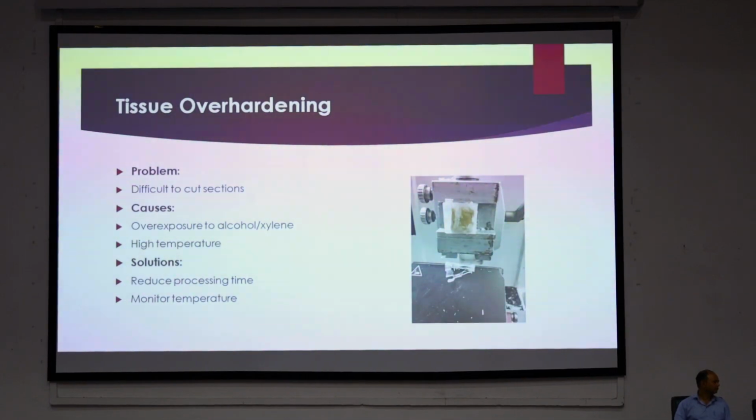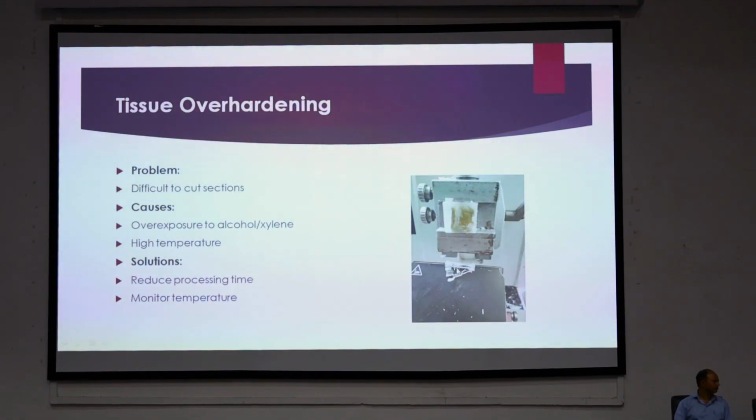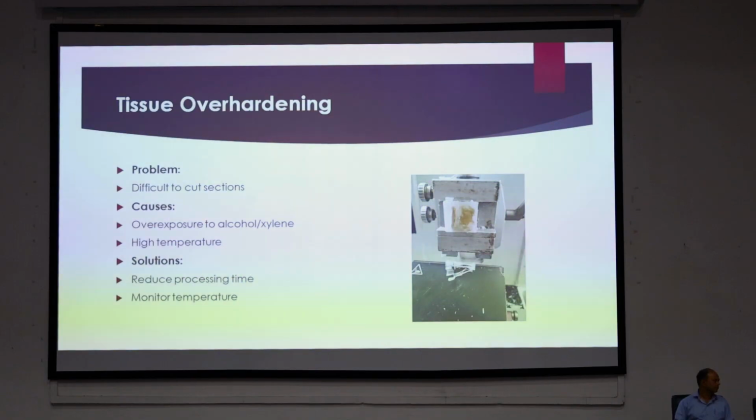Tissue overhardening. In tissue overhardening, the tissues become difficult to cut. As you can see, it was not possible for me to cut this section, so I have taken a picture of it. The cause of this is overexposure to xylene or alcohol. Both xylene and alcohol make tissues overly hardened, as does high temperature.